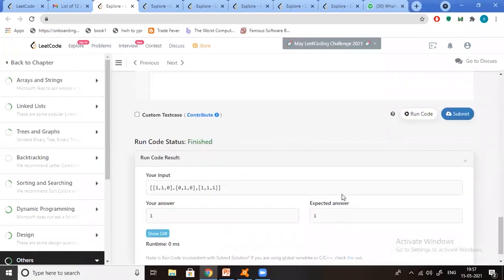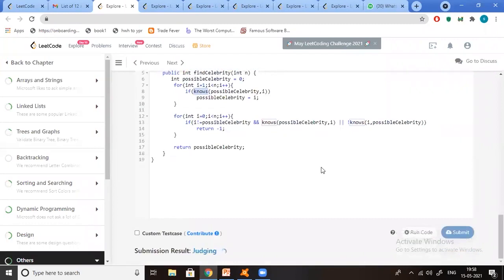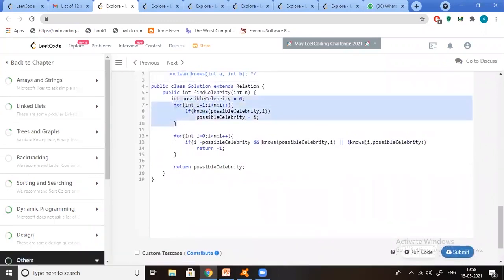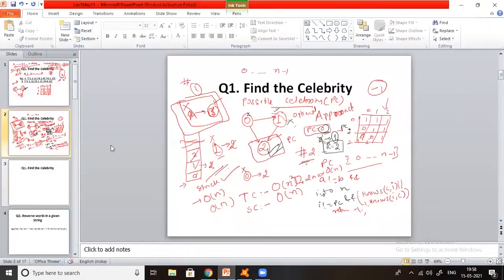Fair enough. Okay, let me try to submit. Yeah, it's accepted. And here's the time complexity. I am telling you about the 2 passes. These are the 2 passes we are using, right? And we are not using any space. Okay, moving to the next problem.